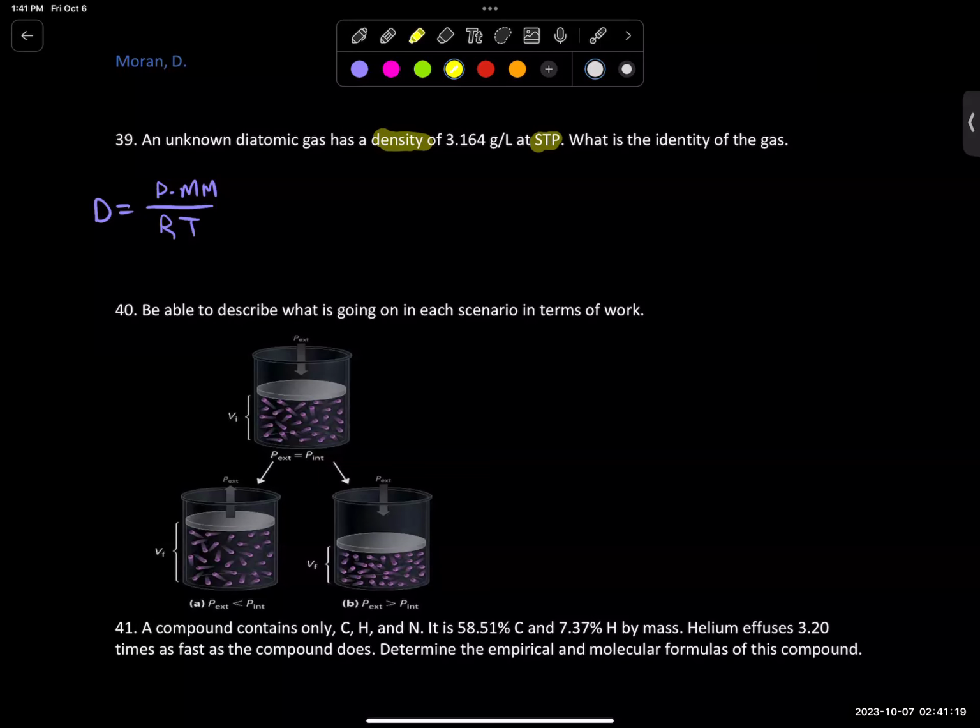But wouldn't it be pressure times density for constant R? I do not believe so. Pressure times density, I don't think that could happen if you manipulate this equation. What are we solving for? So isolate molar mass. All right, about 20 seconds.